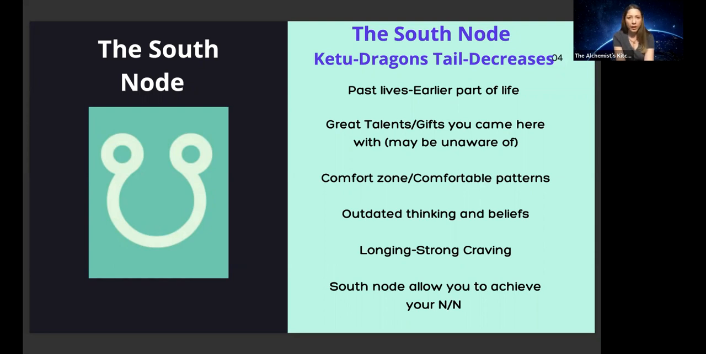There's a strong longing, there's a strong craving, there's even a nostalgia to the South Node. It's like this thing that you deeply want, that you're trying to create for yourself. But you can't create it with the same software. You can't create it with the same technology. You can't get it doing the same thing you've done over and over. It's essentially all you've ever known. But the South Node is really important because it allows you to achieve your North Node.